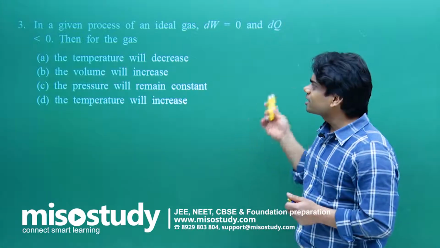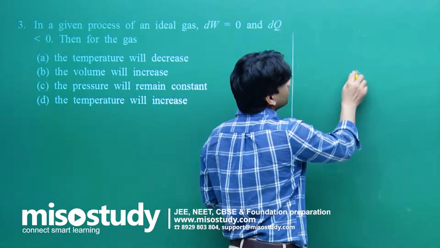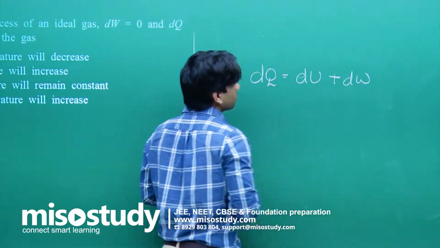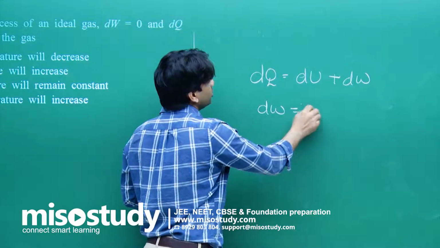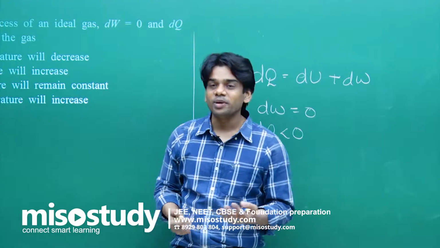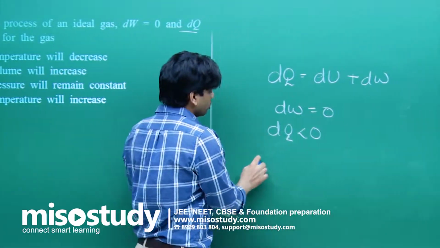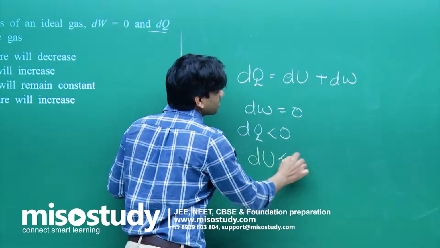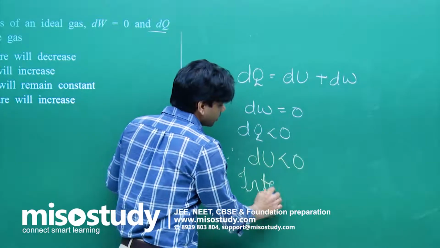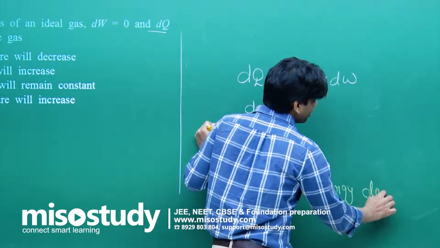First of all, let's use the concept of the first law of thermodynamics. The first law of thermodynamics says that dQ is equal to dU plus dW. Now dW is 0. Given that dQ is less than 0, that means heat will not be supplied, rather it will be extracted from the gas. So if dQ is less than 0, therefore dU will be less than 0. We all know this. So internal energy is going to decrease, that is, it decreases with time.